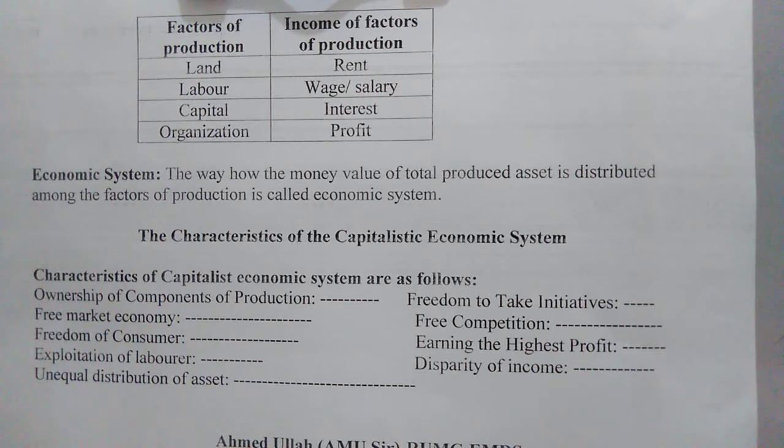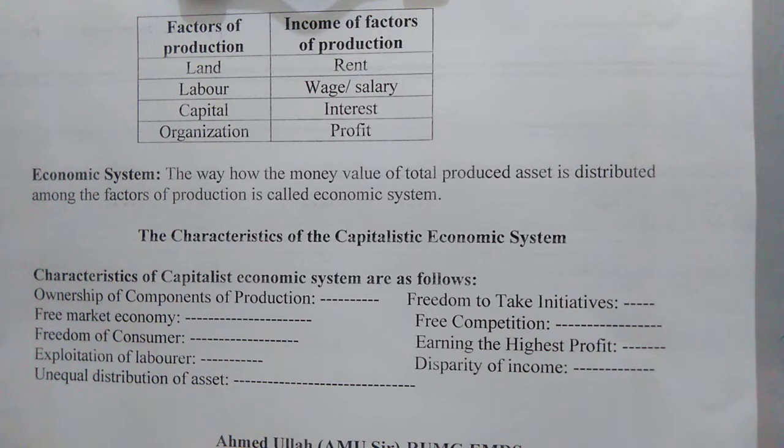Point 2, freedom to take initiative. In this system, the individual, alone or collectively, can take an initiative for producing goods or services, and they can make necessary investment. All individuals can establish a factory and run a business according to their desire and convenience in the capitalist economic system. In this case, there is no restriction from the government.